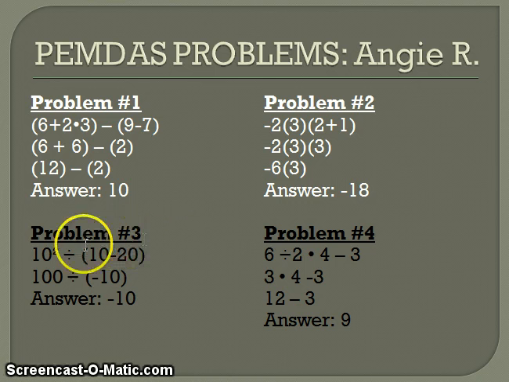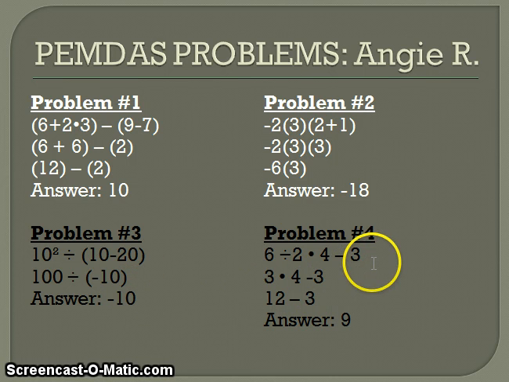Problem number 3, I have 10 to the second power divided by, in parentheses, 10 minus 20. I'm actually just going to do my 10 squared, which is 100, divided by 10 minus 20, which gives me a negative 10. So 100 divided by a negative 10 is a negative 10.